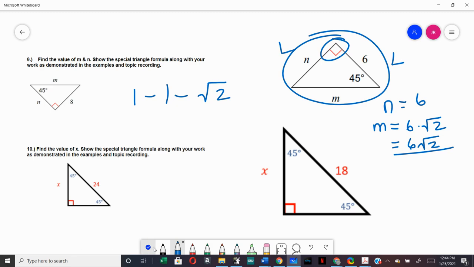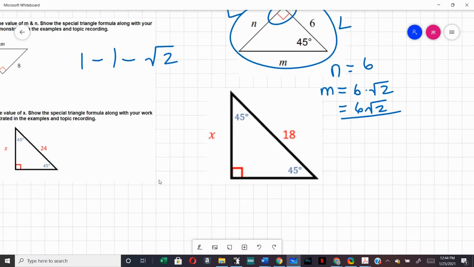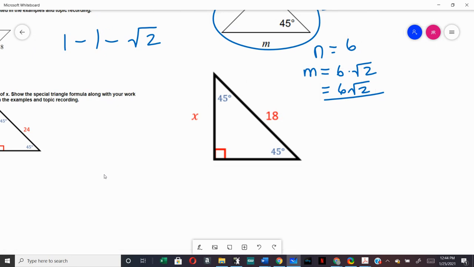Okay, and then let's look at the second example here. This will be exactly like number 10 in the lesson.